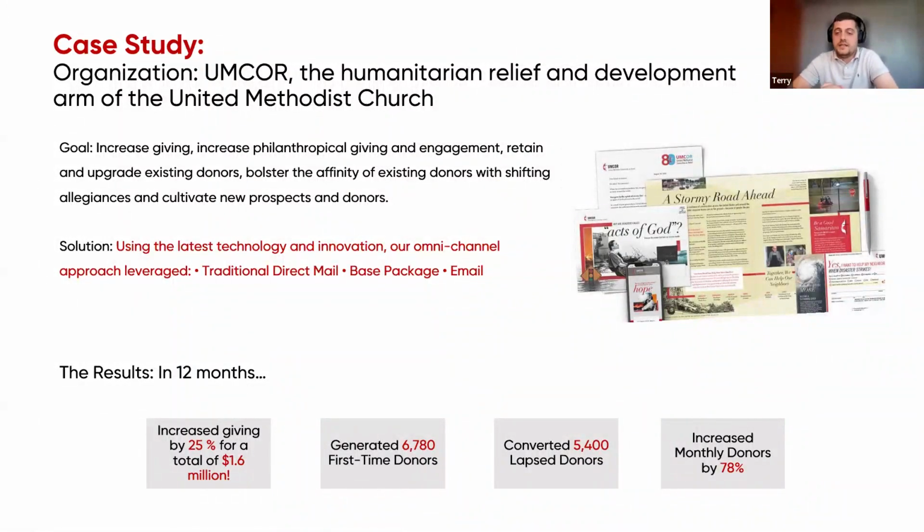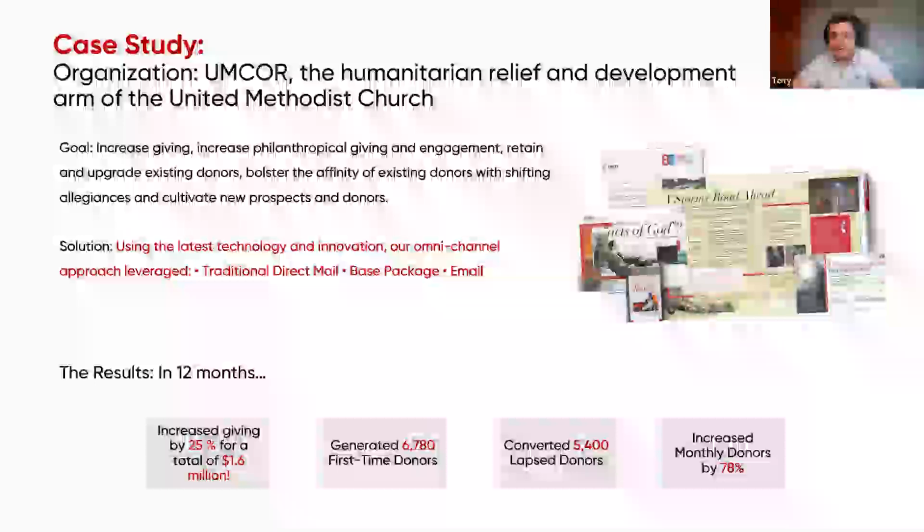So within a year, they had a 25% increase in giving from what they saw the previous year, generated close to 6,800 first-time donors, which was huge for them. And they converted 5,400 lapsed donors. So these were individuals that had not donated in the previous 3 years.